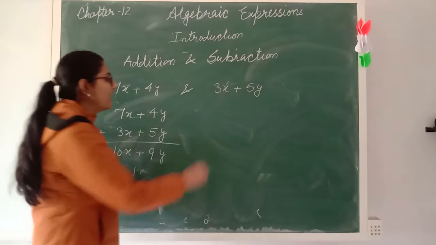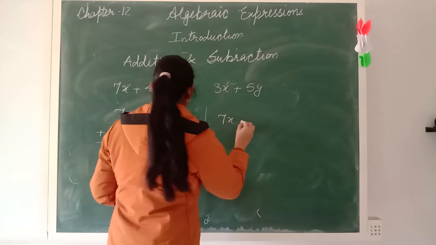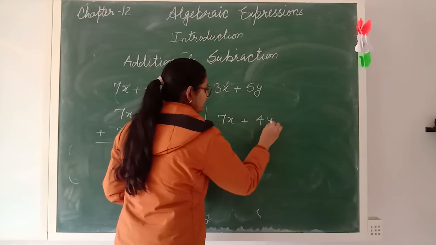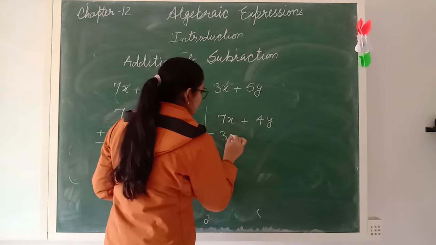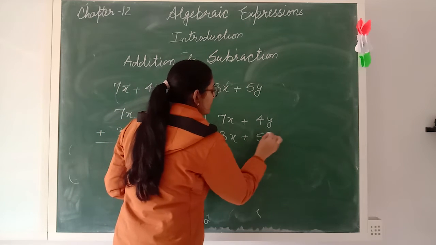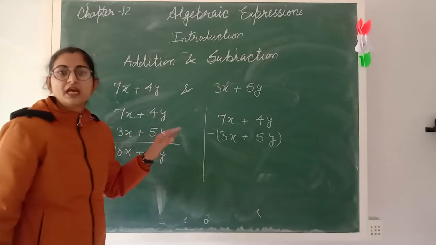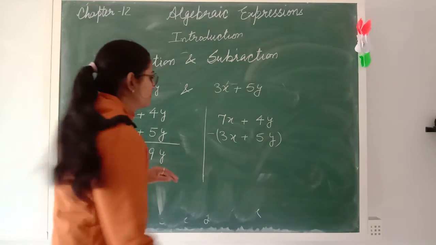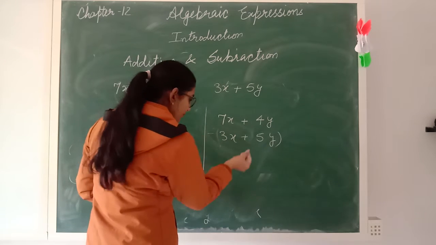Now plus 4 plus 5 is 9 and y is a common factor there. Now we have to subtract. 7x plus 4y, we have to subtract 3x plus 5y. Before subtracting, we have to change their sign. This is plus because 3x is in plus, but we have to subtract.